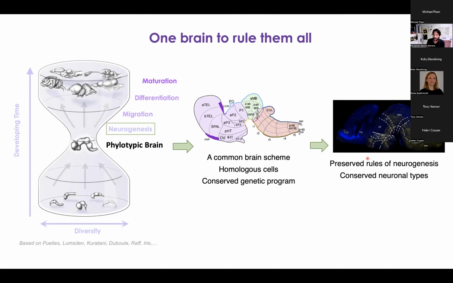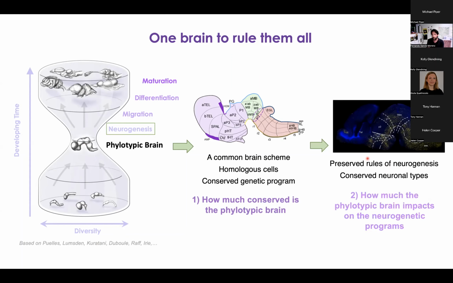Anyway, these are the 2 main things that I will present to you today. First, whether there is a phylotypic brain or not, how much conserved this early form of the brain is in different vertebrates. And second, to what extent this phylotypic brain is impacting on the neurogenetic program in the different brains.